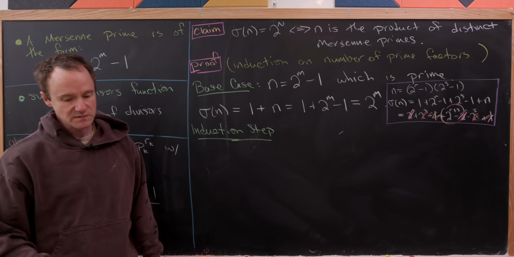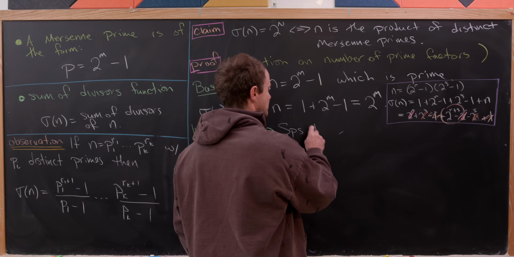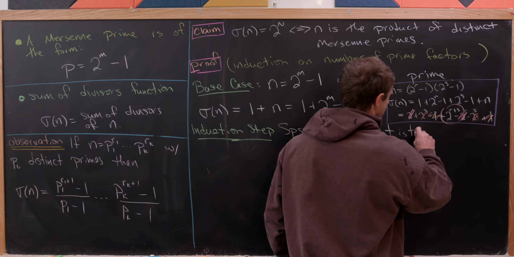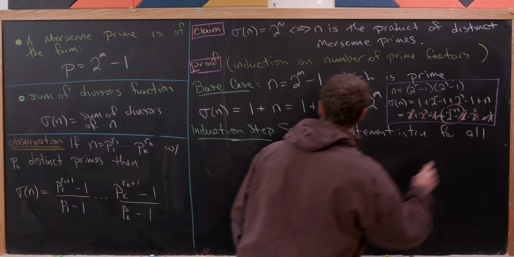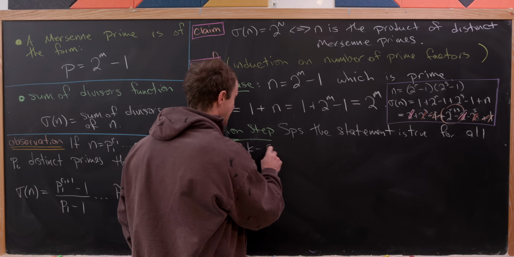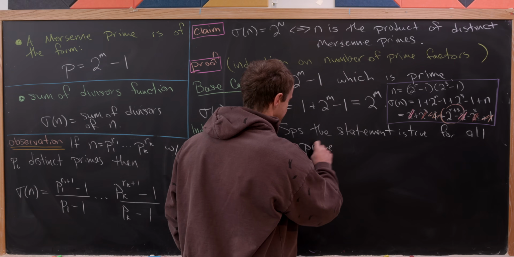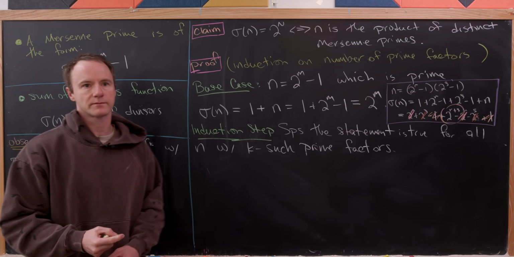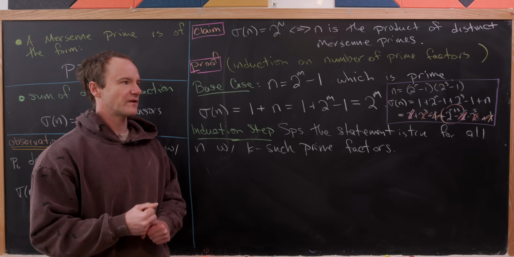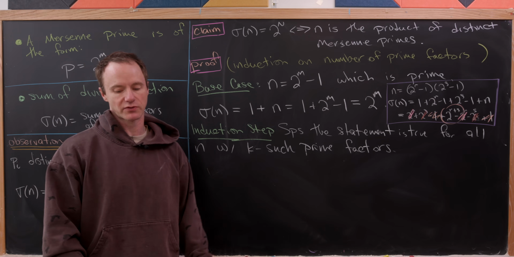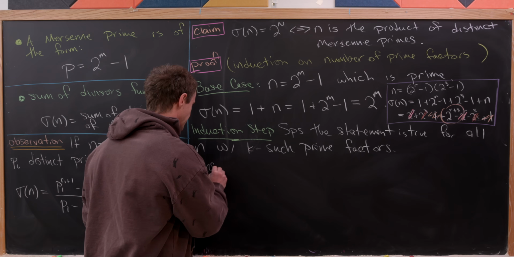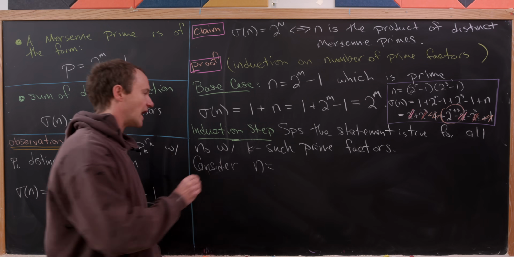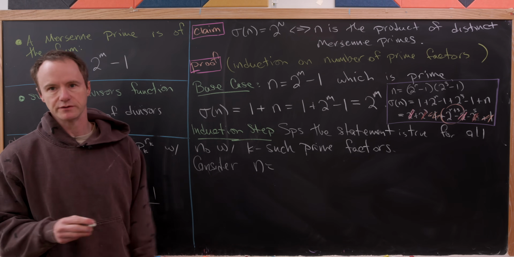Okay, nice. So now what I'd like to do is suppose the statement is true. So this is going to be our induction hypothesis. So I'll just say the statement is true for all n with k such prime factors. So what do I mean by k such prime factors? I mean all integers of the form where they factor as k distinct Mersenne primes. And then let's consider the number n, maybe I should say for all n not with k such prime factors, just so I don't reuse my n.